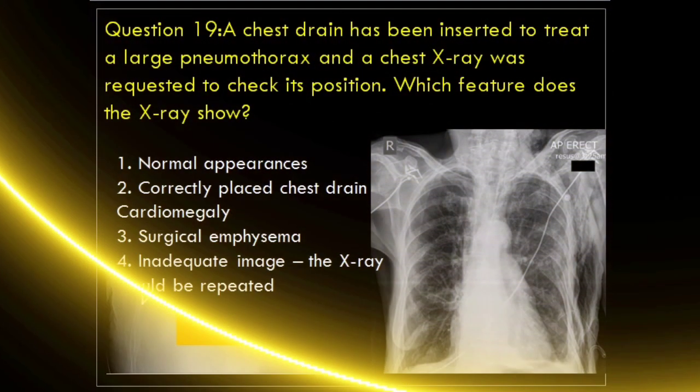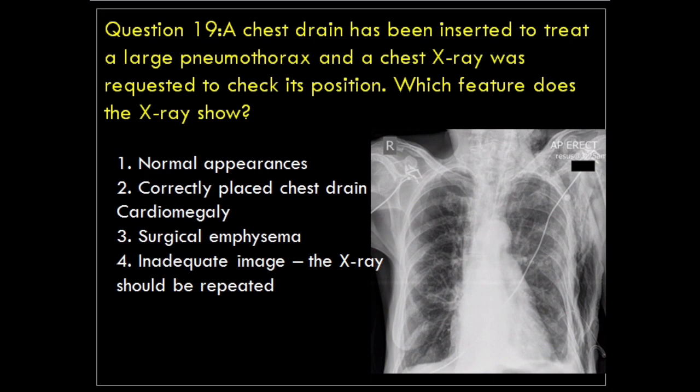Question 19: A chest drain has been inserted to treat a large pneumothorax and a chest X-ray was requested to check its position. Which feature does the X-ray show? 1. Normal appearances. 2. Correctly placed chest drain. Cardiomegaly. 3. Surgical emphysema. 4. Inadequate image. The X-ray should be repeated.